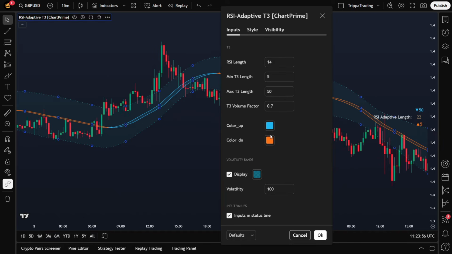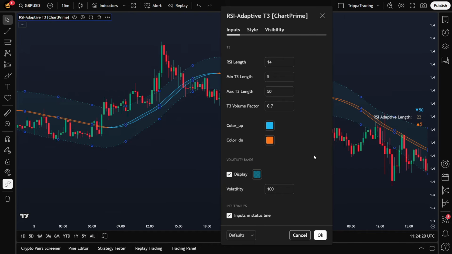Now, depending on your trading approach, you might want to adjust these settings. If you're a scalper, try using a smaller range between min and max lengths, so the T3 gives faster signals. If you're a swing trader, a wider range with longer lengths might help you ignore small market noise. But honestly, the default settings are pretty solid for most traders, so start there and tweak based on your preference.